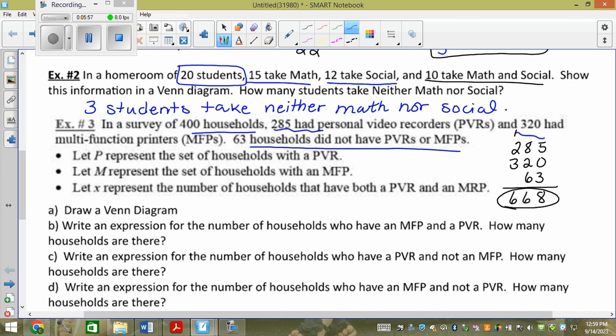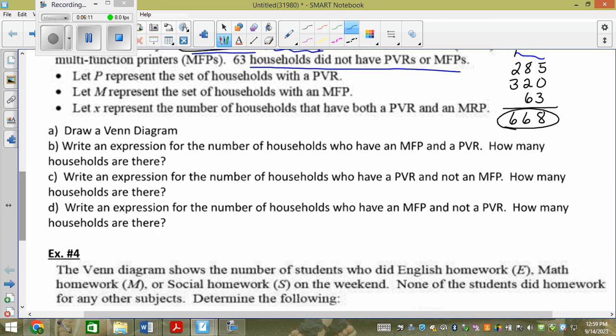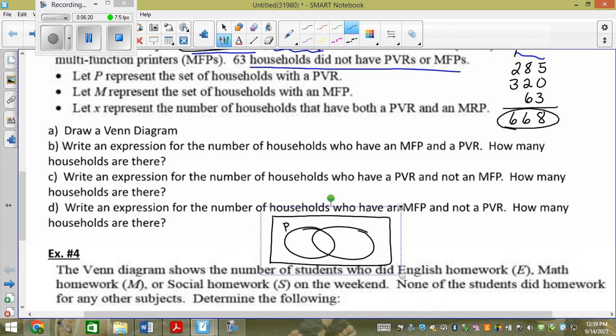You know, people can put in 2, right? We talked about that. They can put in a ticket for PVR and an MFP if they own both. So that's 668. The problem is there's only 400 households. So how many are in both? How many are in both? I know you know the answer. How many are in the middle?